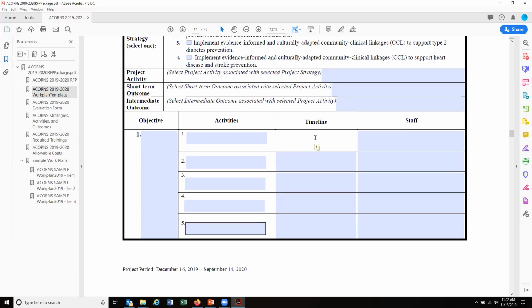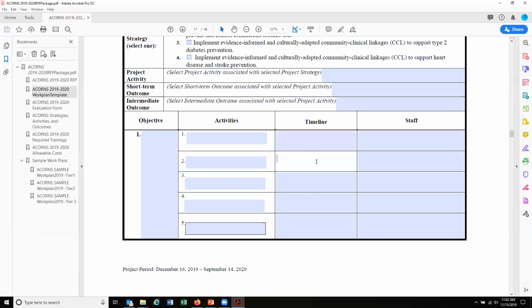Oftentimes with a project, we know that you need to do things in sequence. So if my goal is to increase participation in diabetes prevention programs, maybe the first thing I want to do is understand what diabetes prevention programs exist in my community. It's really hard for me to develop strategies if I don't know what the baseline is or what's already going on. So just logically speaking, there's a certain time frame that things need to be accomplished by, often in order to move on to the next step.